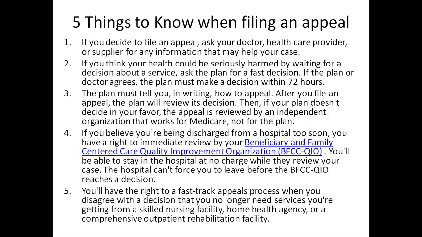So if they're needing a medicine, for example, if they're really needing a medicine and the plan is refusing to pay for it, they need to ask for a fast appeal, or an expedited appeal. They need to ask for that. And most beneficiaries don't know they need to ask for that.